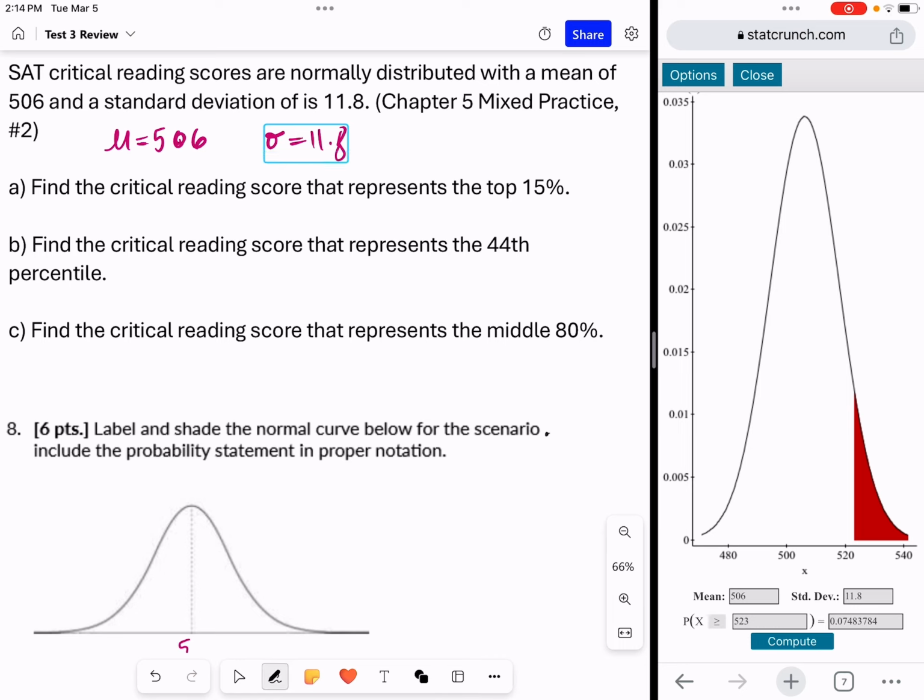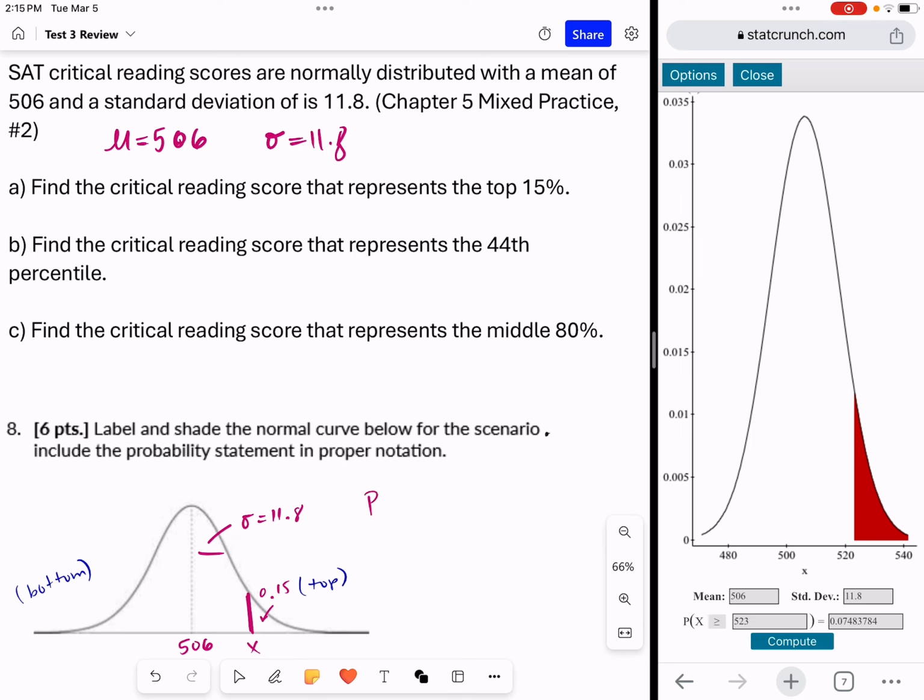So when I plug in my mean and my standard deviation, and label those things on my curve, remember that the top part of the graph is to the right and the bottom is to the left. So if I want the top 15%, I'm looking for some value where this area is 0.15.